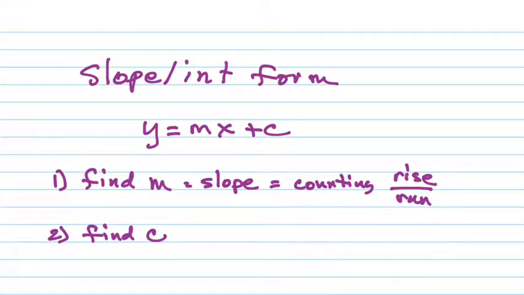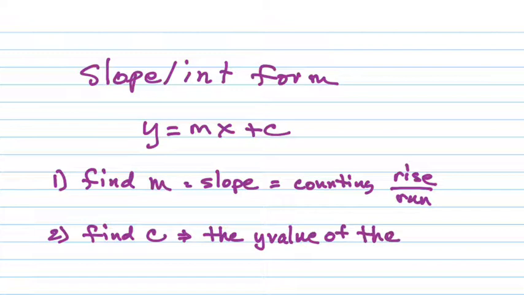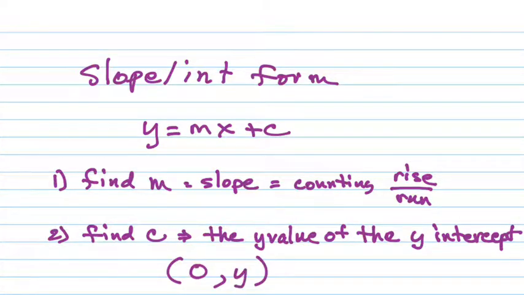And remember, c is the y value of the y-intercept. I'm not interested in the x value of the y-intercept because the x value of the y-intercept is always what? 0, so who cares? Now, could the y value of the y-intercept also be 0? You bet it could be, right? It could be going through 0, 0, yeah?